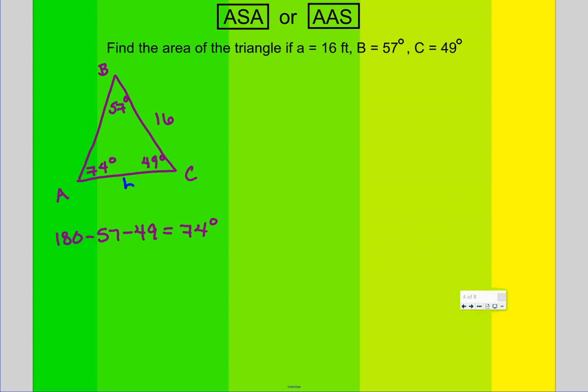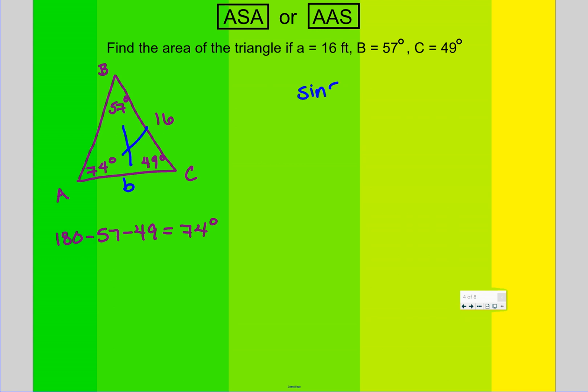Okay, so let's say I'm going to solve for side B. And whether I'm using law of sines or law of cosines, I'm going to look for my pairs of opposites. 16 and 74 are a pair of opposites. B and 57 are a pair of opposites. I have two pairs of opposites. I'm not solving for an angle, so we don't have to worry about this being the special case. Only when you solve for an angle with the law of sines is it the special case. So I'm just going to go ahead and use my law of sines.